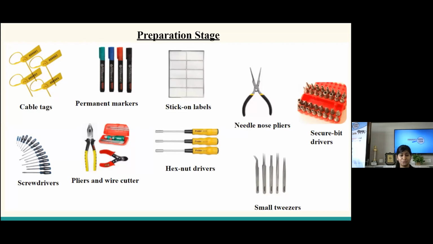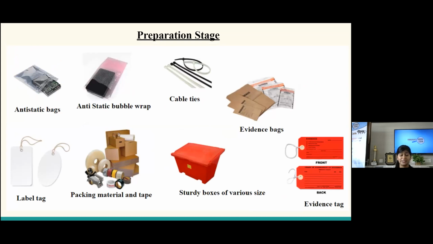All right, so moving forward, these are a few pictures. Let me quickly go through these pictures, so you get to know how all these things look. The cable tag, permanent marker, stick-on labels, screwdrivers, different kinds of screwdrivers, small tweezers. I just talked about all these things, that all these things should be part of the investigator's digital seizure kit. So all these things should be in the seizure kit.